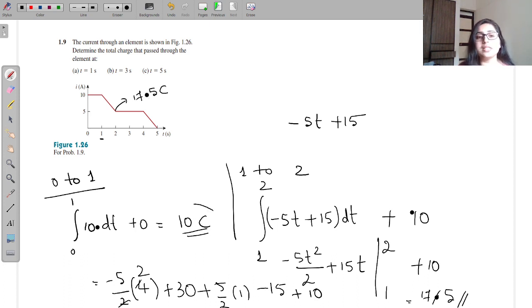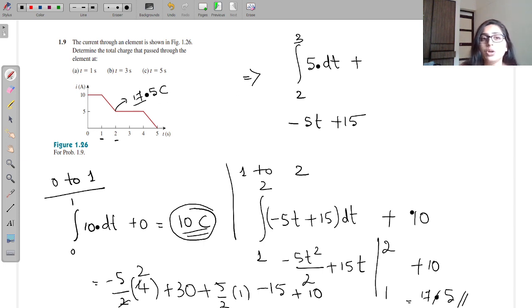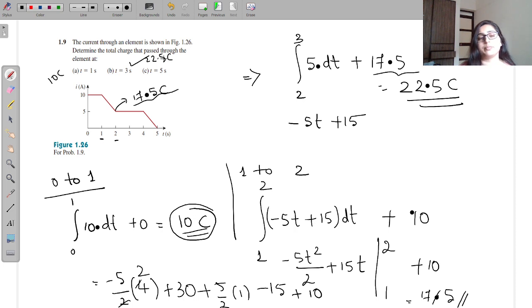At t is equal to 1 second, the answer is 10 coulomb. Now I found out till 2. Now let us find out till 3. Okay. So now I will find out 2 to 3. What is the value? 5. 5 into dt plus what is the charge which is present at 2? So the initial charge is 17.5. So this is 5t. So it is obviously 5. So this is 22.5 coulomb at 3 seconds. This is 10 coulomb. This is 22.5 coulomb.